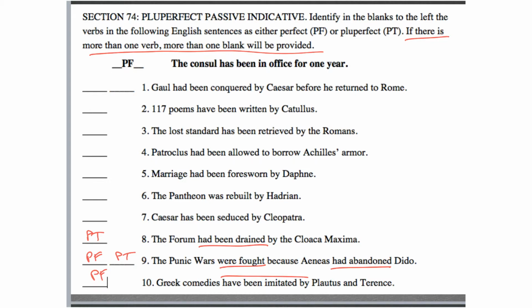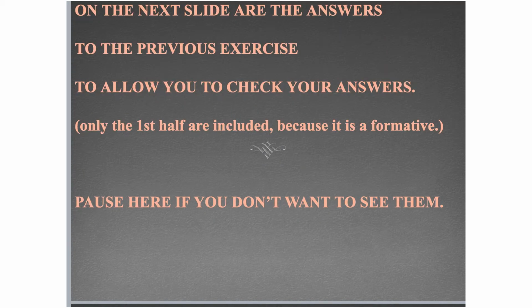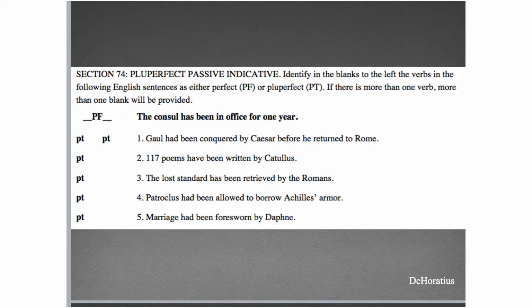All right, so just to point out, had pluperfect. Have perfect. And then were is going to be perfect, and of course had pluperfect as well. I point out as well that had abandoned is active, but it's still, of course, a pluperfect with that had. Same thing. Pause if you want. Here come the answers. All right, there we go.